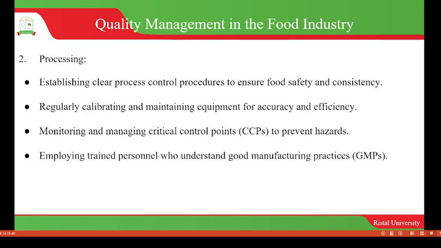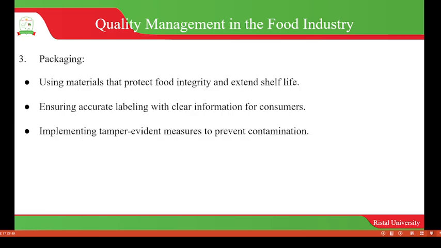Or if they don't know, we first need to train them on good manufacturing practices so that they are able to maintain good hygiene and sanitation during processing, and also the products that they produce will be the ones which can meet the required standards in terms of quality.